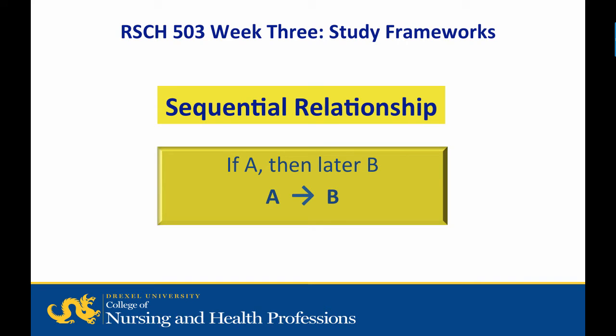As noted in the previous slide set, depression predicting pathological eating habits is an example of a sequential relationship. In a sequential relationship, if A exists, then later B will also exist. First A, then B, eventually. Depression, A, predicts pathological eating habits, B.